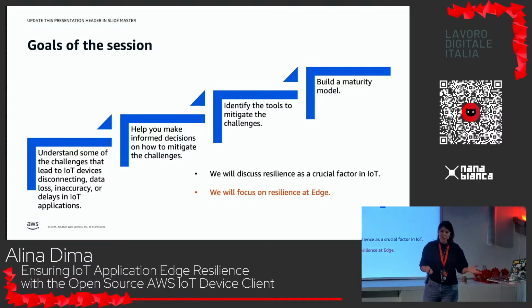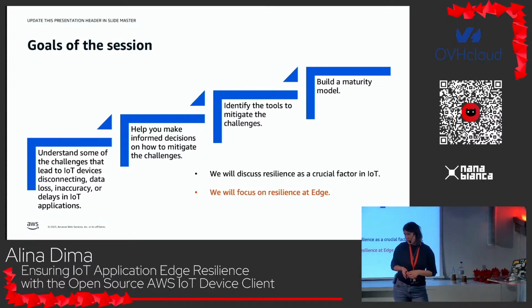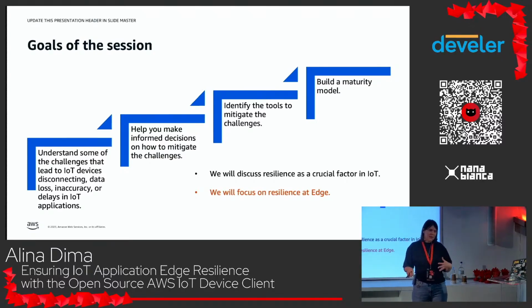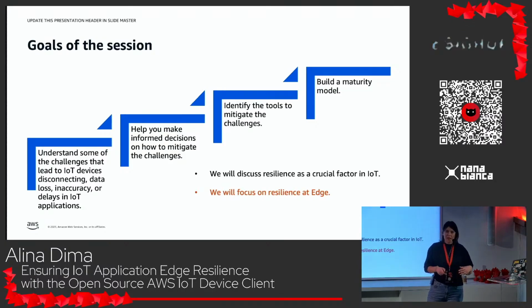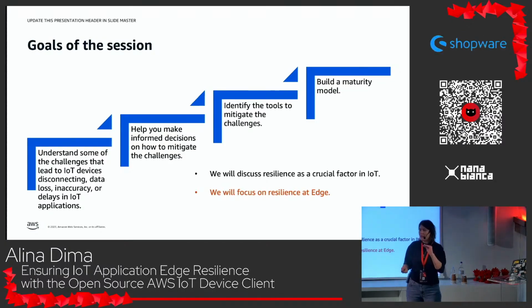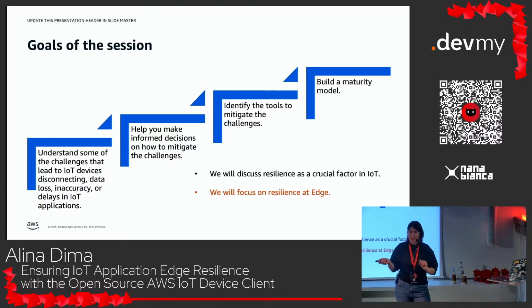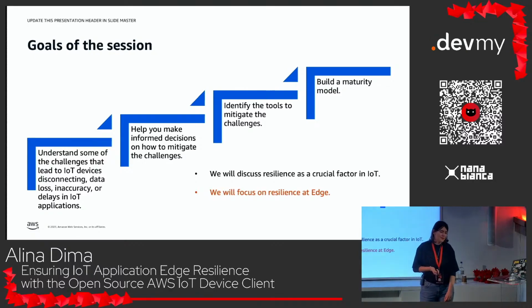So when you know what the challenges are, then you can make informed decisions about the tooling that you can use, right? So the important thing is to know about it. And then we can look at some tools just as examples. And I will build a little short maturity model that you can take with you when you're building IoT applications. It's going to focus on the edge.